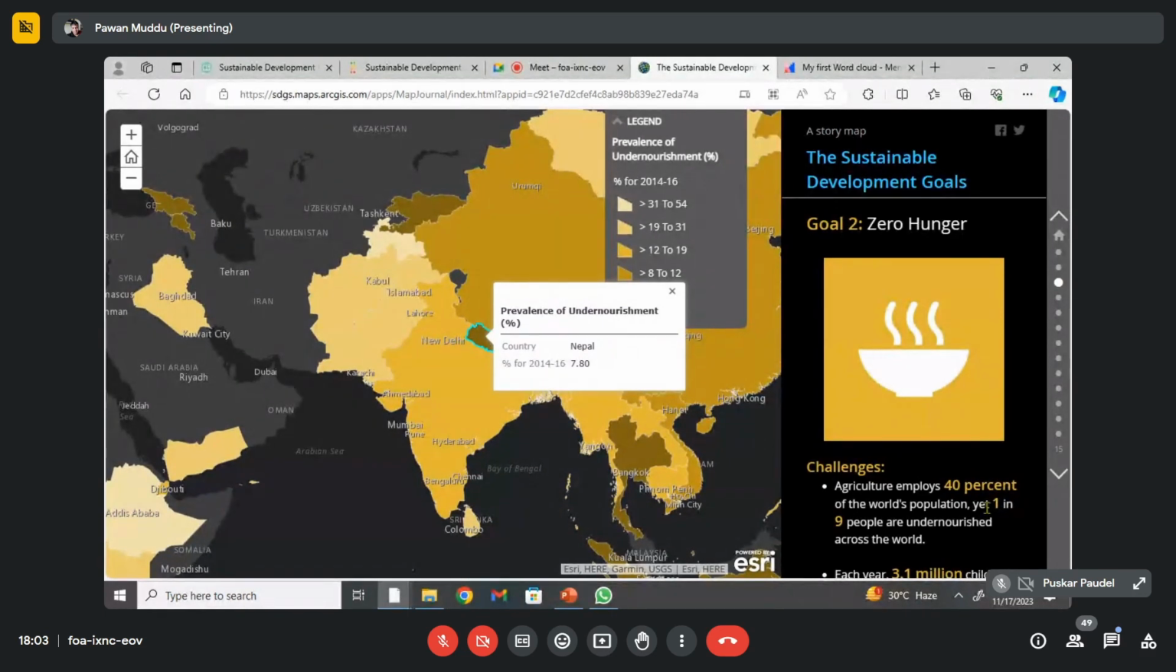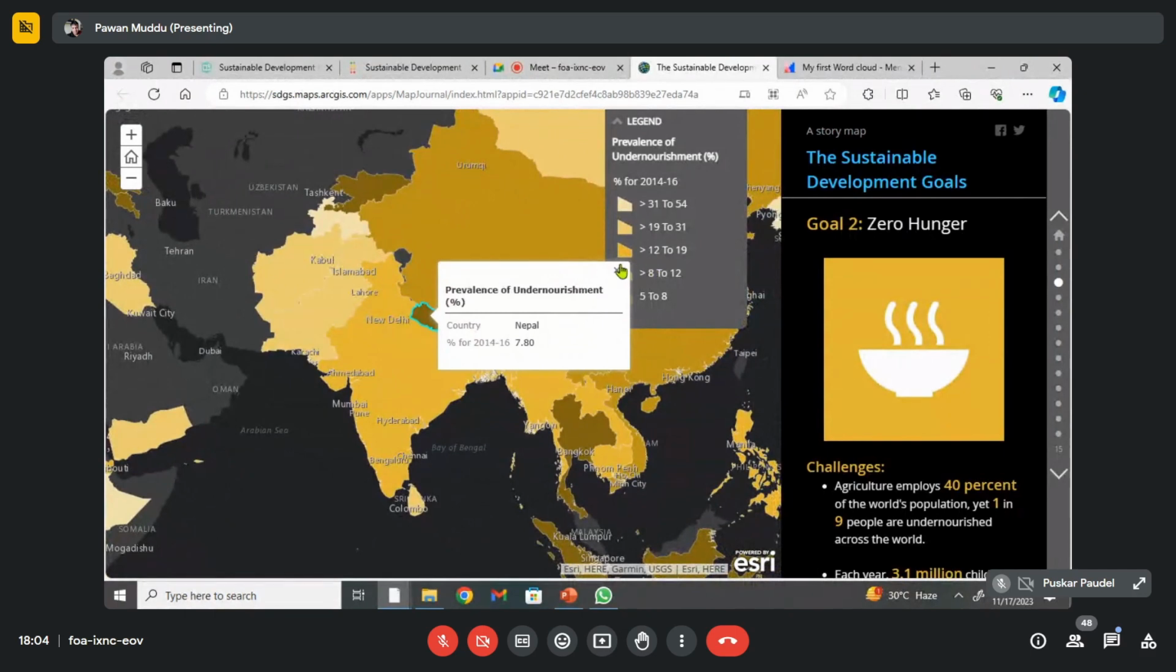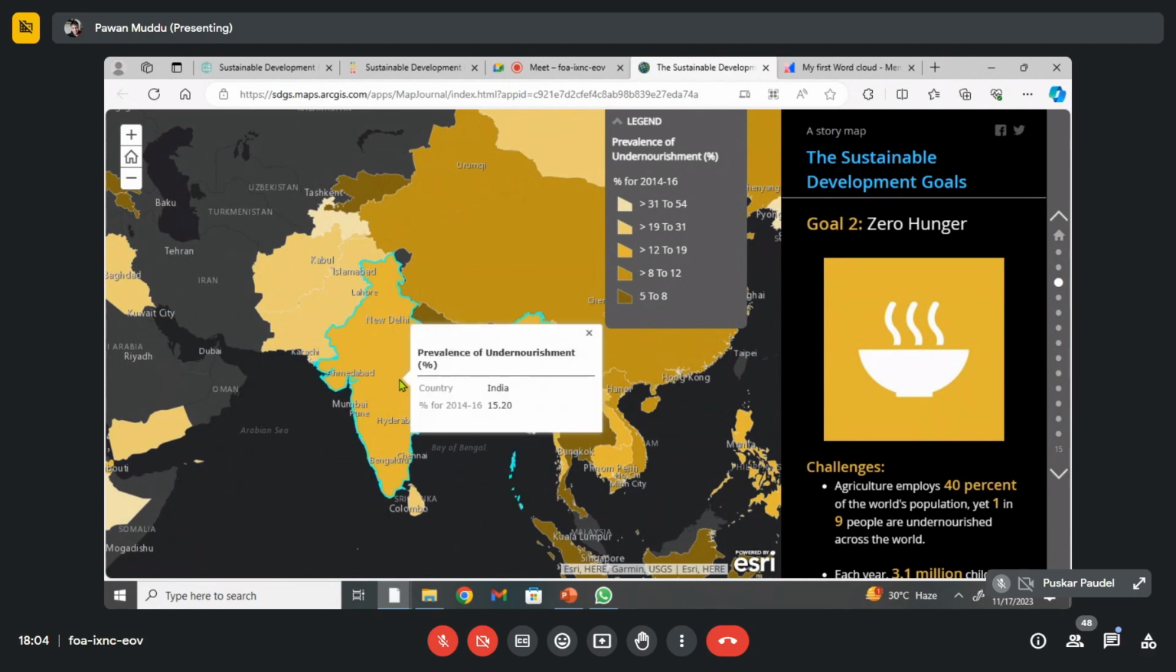Why that is the case is that despite the employment, despite the potential of agriculture, it may be related to certain climatic events, or it may be because the per capita income to access food is low. So that brings in the concept of food security. This section of the story map is visualizing sustainable development goal number 2 using this dashboard, and it shows some grim realities within certain parts of the world. Nepal is 7.8, but India, which is now coming into the first world, also has 15.2 undernourishment. So it's a very, very grim reality.